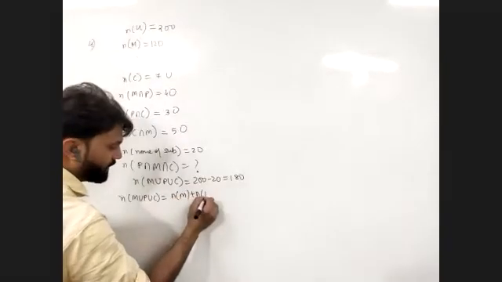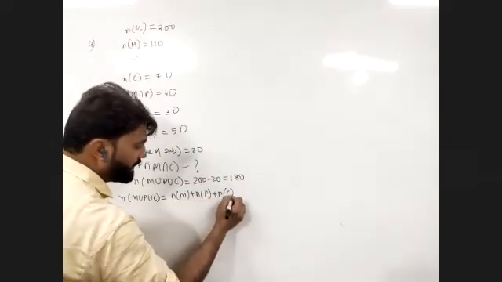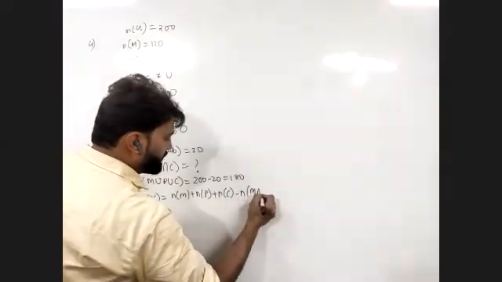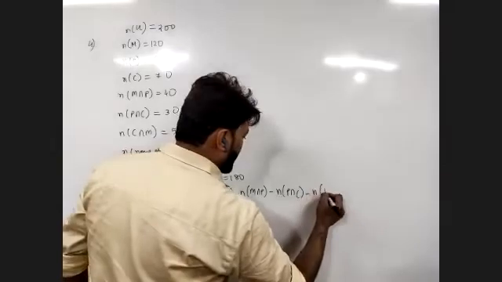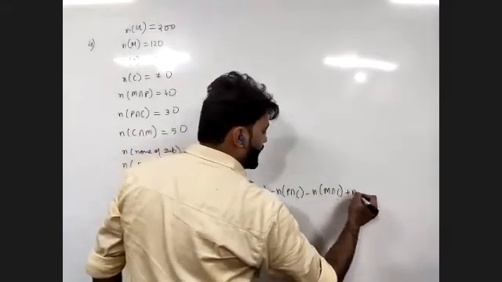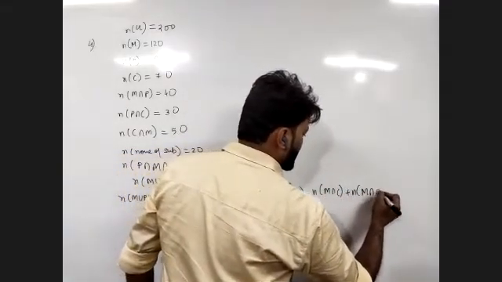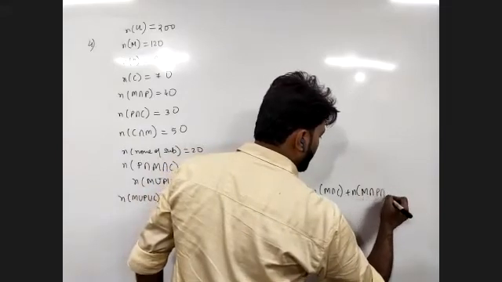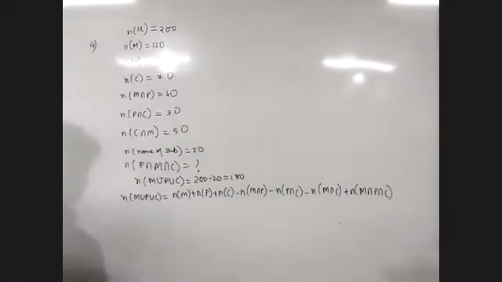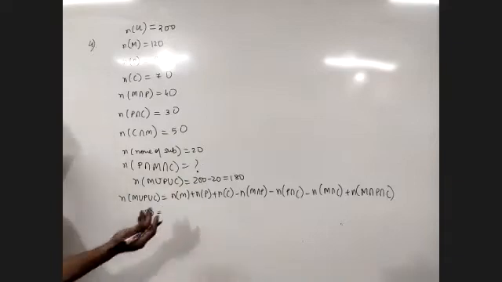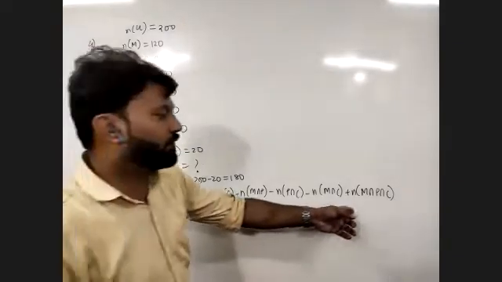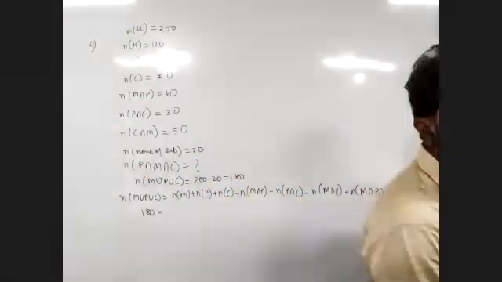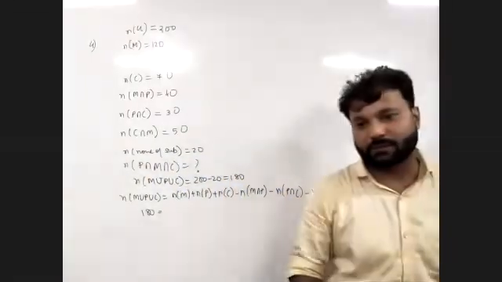NM plus NP plus NC minus NM intersection P minus NP intersection C minus NM intersection C plus NM intersection P intersection C. Now these values are 180. Now you can do it easily. Just put up all the values. You'll straight away get the value of NM intersection P intersection C, that is the number of students who study all the three subjects.